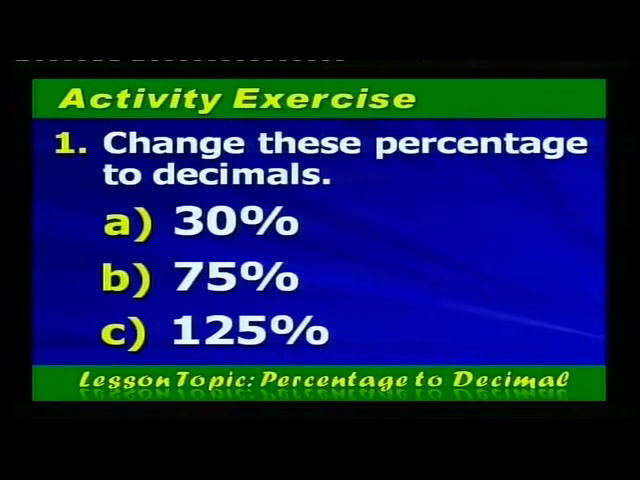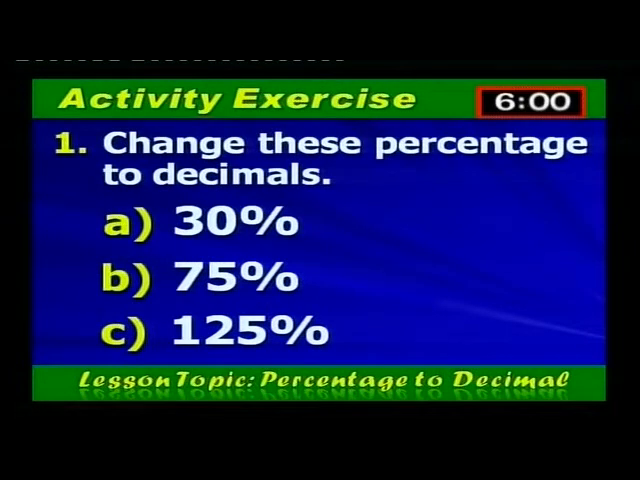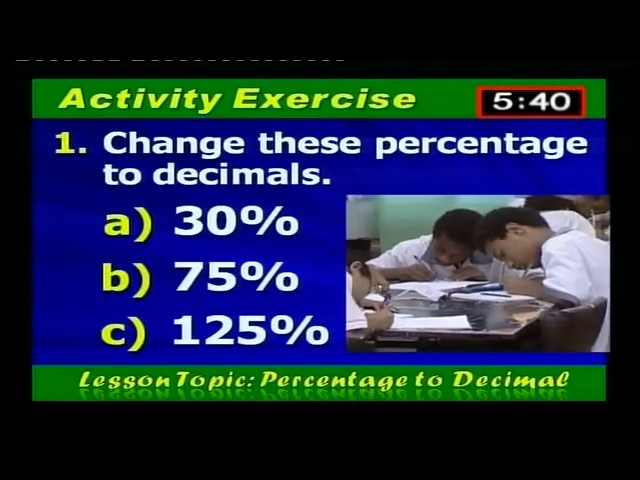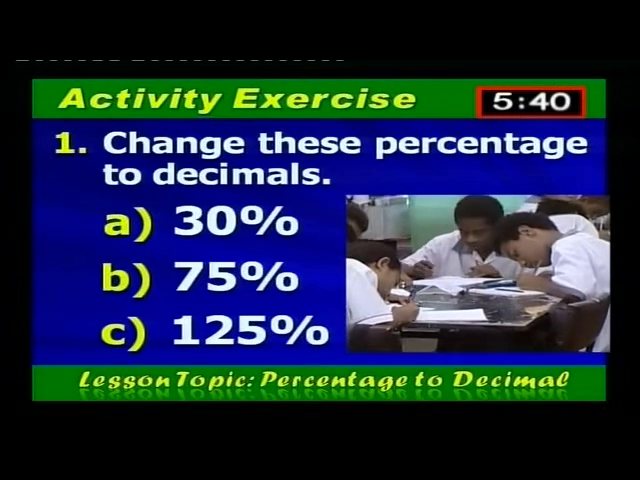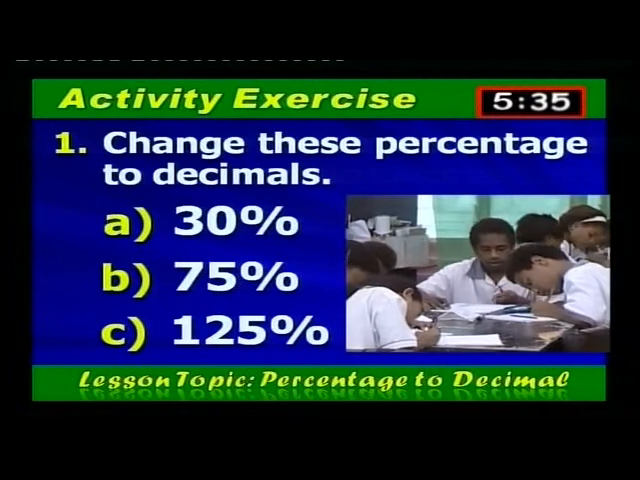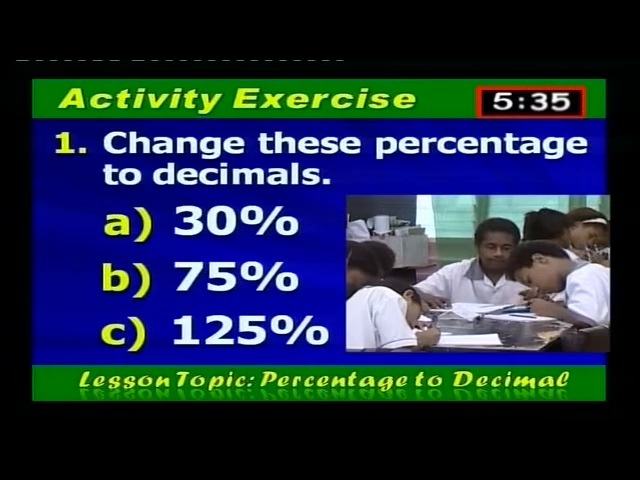You have 3 exercises to be completed in our lesson for today. Change this percentage to decimals. And you have the 3 exercises there, 30%, 75%, and 125%. I'd like you to neatly write those exercises in your exercise books. I will give you 5 minutes to quickly get those 3 exercises completed.